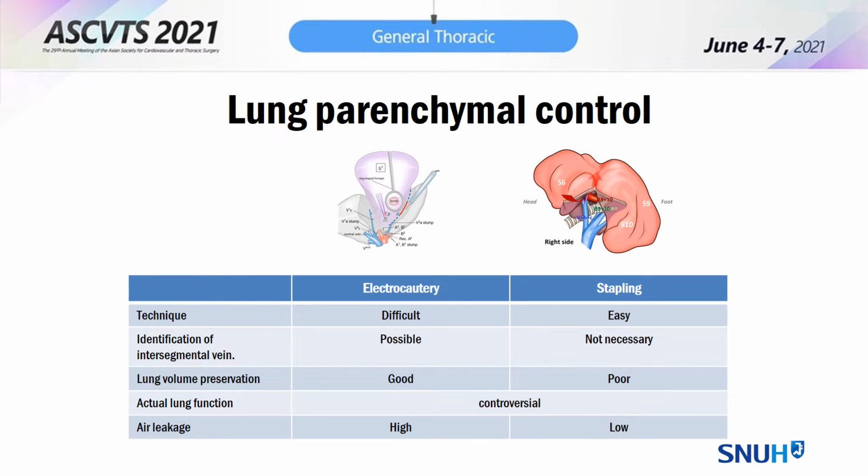After identifying the segmental plane, we must choose the way to resect the lung parenchyma. There are two kinds of methods. The first one is electrocautery. The next one is stapling.